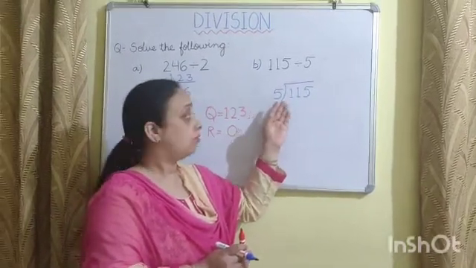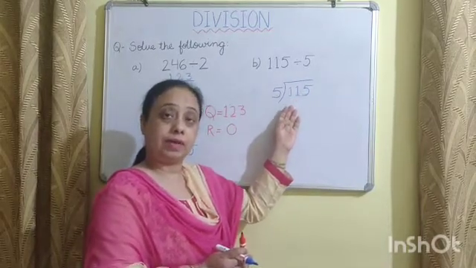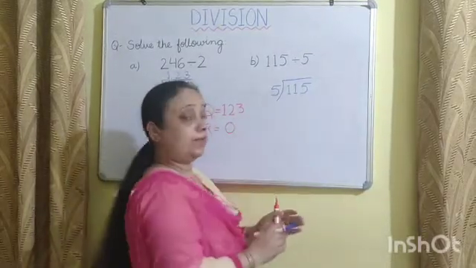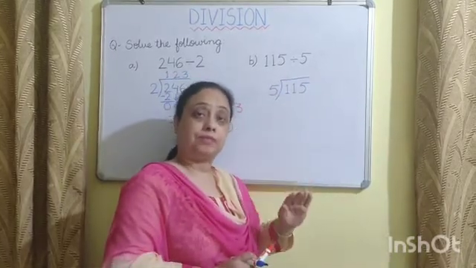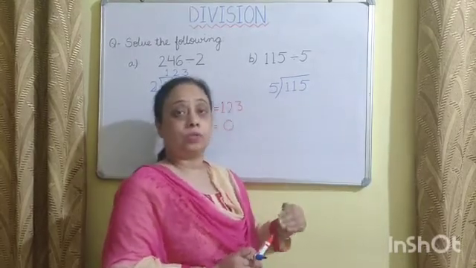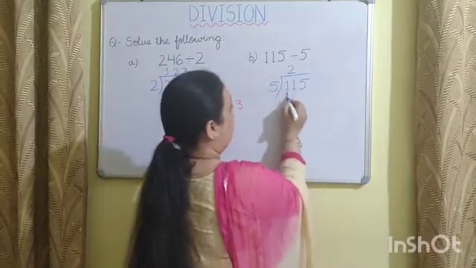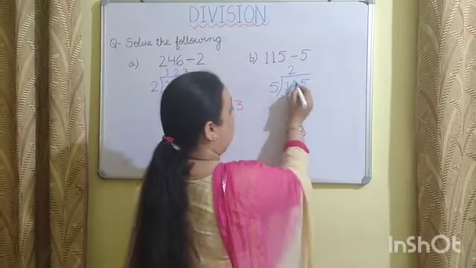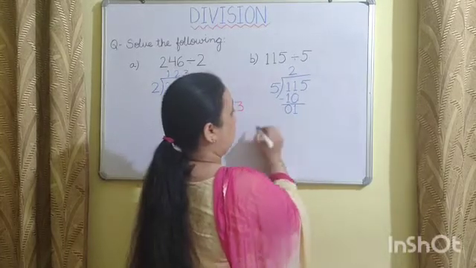So what will we do? We will take both the digits, that is we'll take the number 11 when we start dividing. So if we read the table of 5 till 10, we have 5 2s are 10 and 5 3s are 15. 5 3s are 15 is greater than 11. So we'll stop at 5 2s are 10. Subtract this. 1 minus 0 will be 1 and 1 minus 1 is 0.